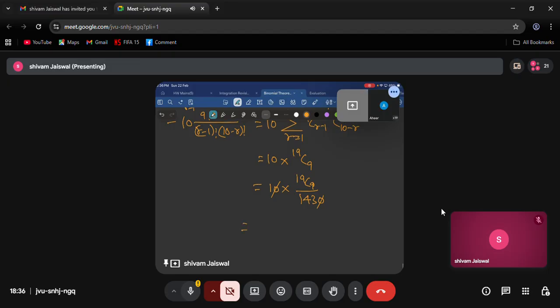Let's see, 19C9 is 19 into 18 into 17 into 16 into 15 into 14 into 13 into 11 factorial, divided by 10 factorial into 9 factorial. 143 is 13 into 11, so that gets cancelled. The rest we have to calculate.